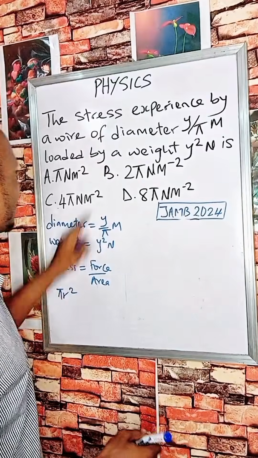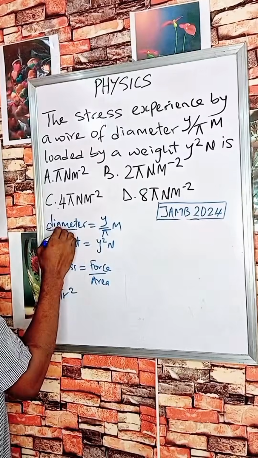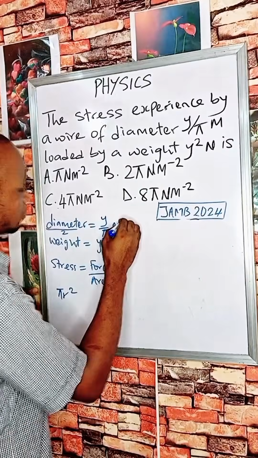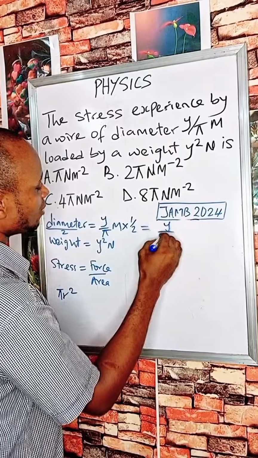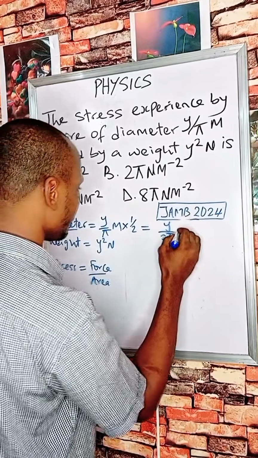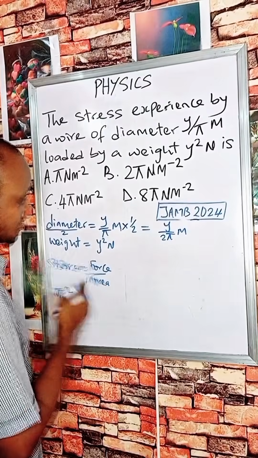And in our question, we were not given the radius, so we're going to calculate the radius from here. So radius is equal to diameter over 2. So what we need to do is to multiply this by half to have our radius. So our radius will be y over 2 pi. So that's our radius. So we can now input it into this equation, that's force over area.